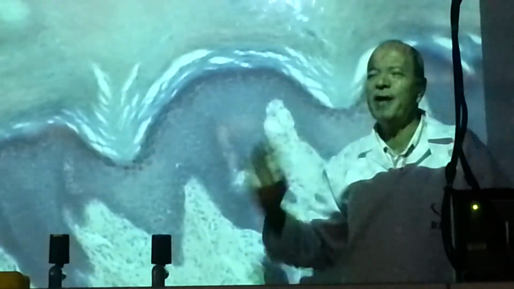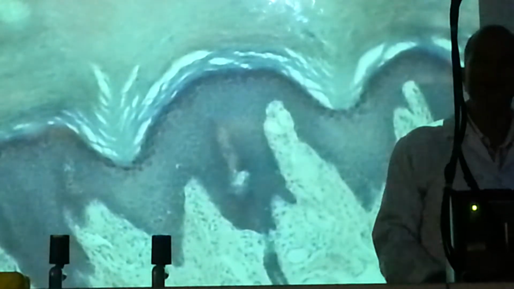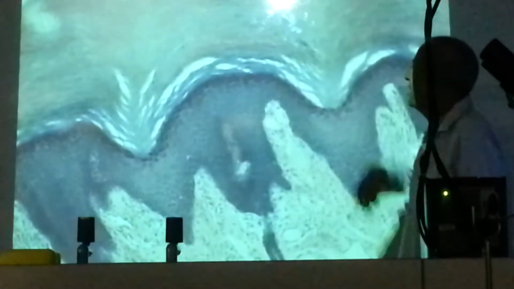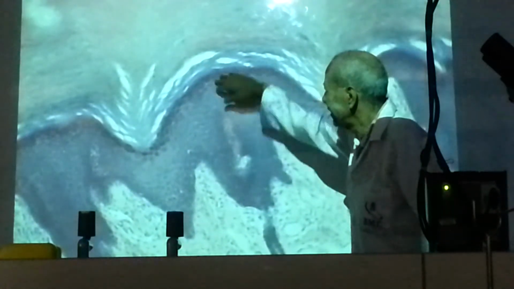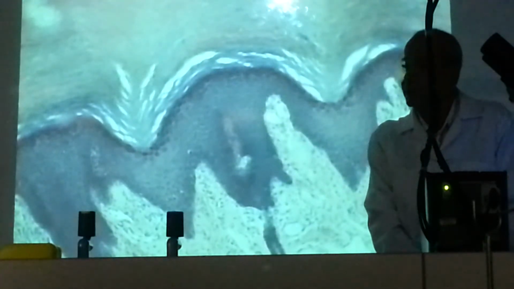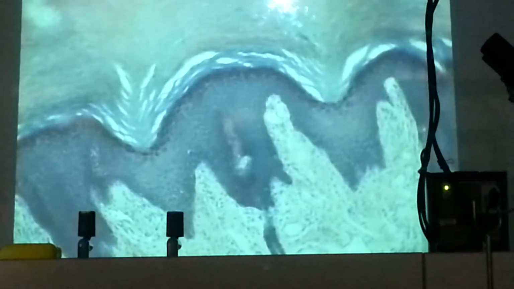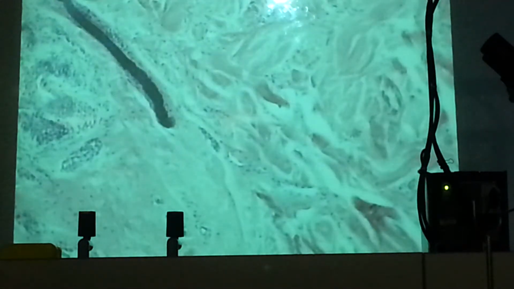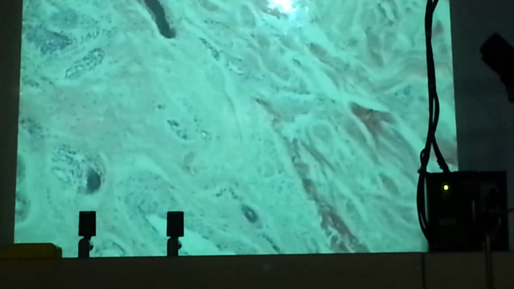So, what is the name of the section? Stratified squamous keratinized epithelium. Why? Covered by a layer of keratin. The top layer of cells is flattened and covered by a layer of keratin, whatever you like. Clear? Okay. Now, to move to the connective tissue. But there is transitional epithelium, but I move to the connective tissue.